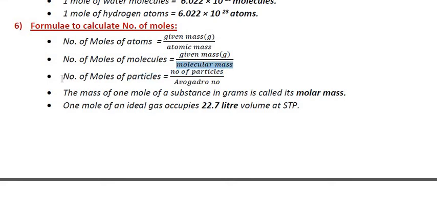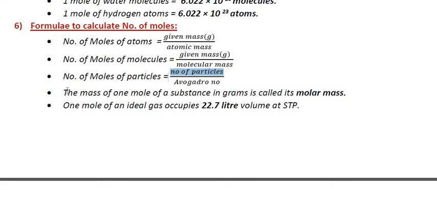Now the next is, if it is given in terms of number of particles, number of moles of particles is equal to number of particles upon Avogadro number. Suppose they give you a question like, calculate the number of moles of hydrogen atoms in 12.077 into 10 to the power 23 atoms. Then the given number of particles will be taken as the numerator, and dividing it by Avogadro number will give you the number of moles of particles.